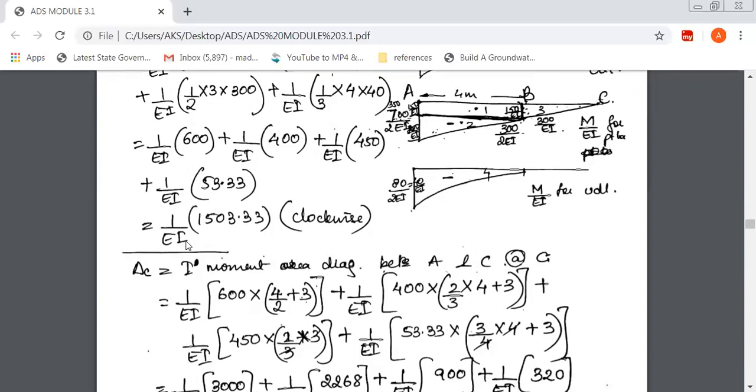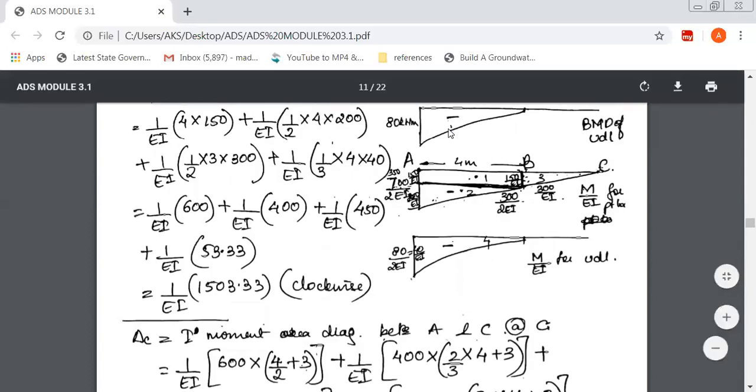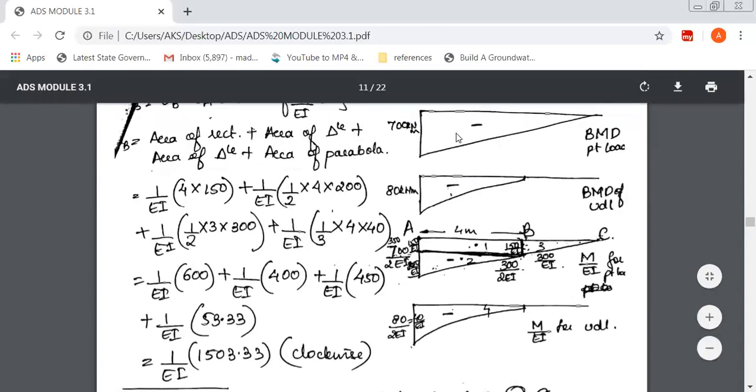When you simplify all of this, you get 1 over EI, that is 1503.33. Now the answer you've got is positive, so that means it is in the clockwise direction. If the answer you get is negative, it is the anti-clockwise direction. And one more thing, most of you might be getting a doubt: because we have drawn this on the negative side, that means you have to take 150 as minus or 200 as minus.